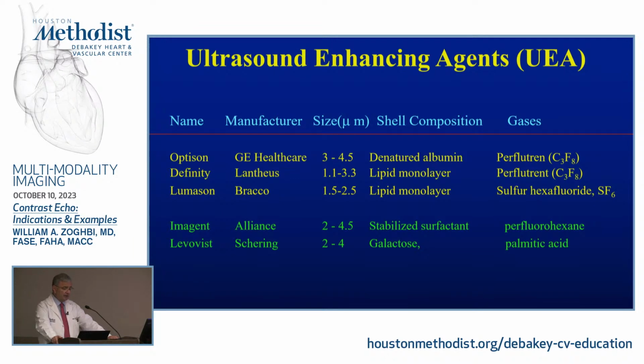The ones in green are available also in Europe. I haven't really kept up with that and seen how well they're used, but the first three are important agents that we use. Definity and Lumason have a lipid monolayer as opposed to denatured albumin. And there's maybe an issue of more anaphylactoid reaction, and I was told also by experts that it could at times be an anaphylactic reaction that could have been potentiated by the PEG that we use also for vaccines, mRNA vaccines.